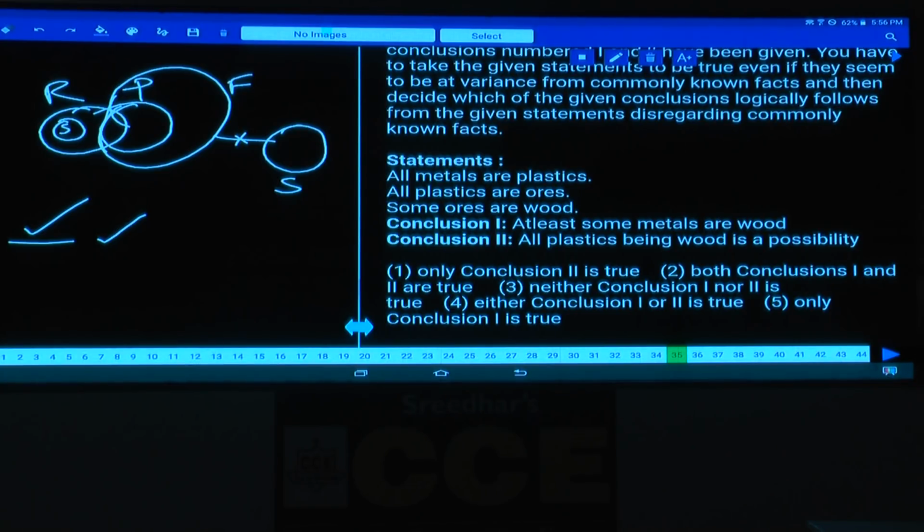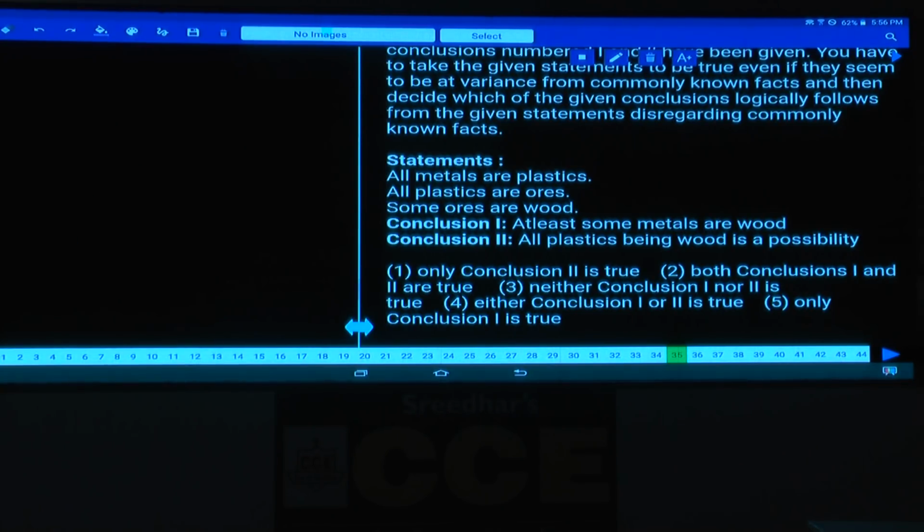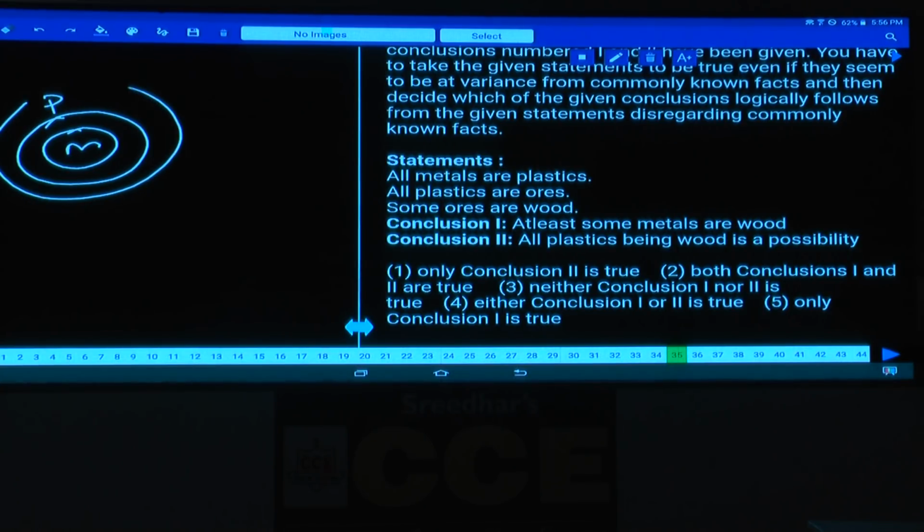Then coming to 35, all metals are plastic. All plastic are ores. Some ores are wood. This is the basic diagram. And some metals are wood. Metal is here, wood is here, no intersection between these two, that is false.